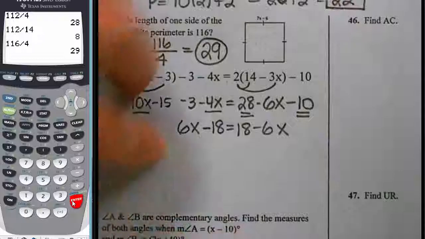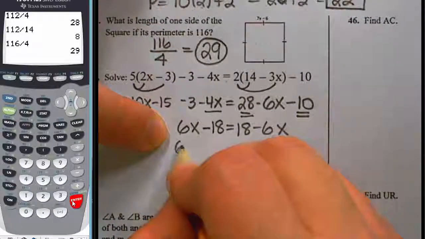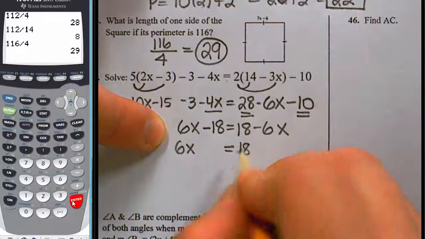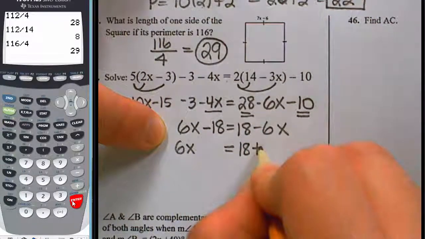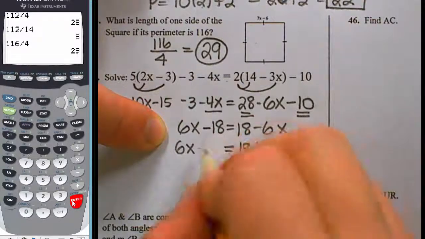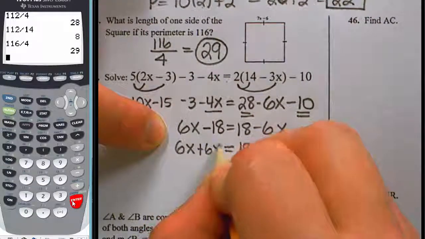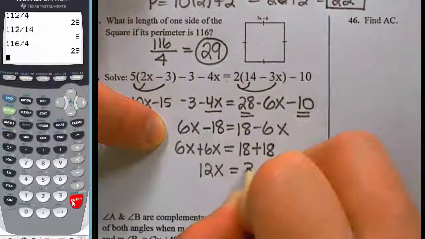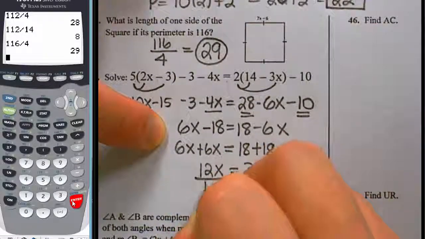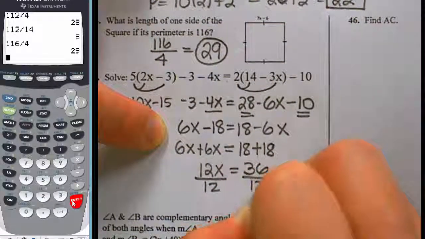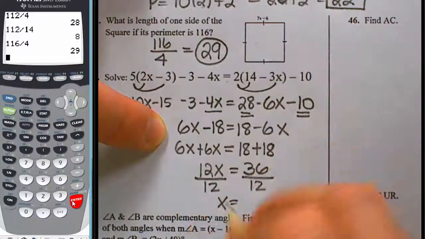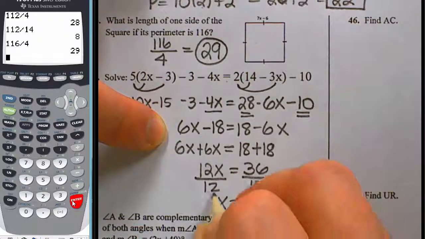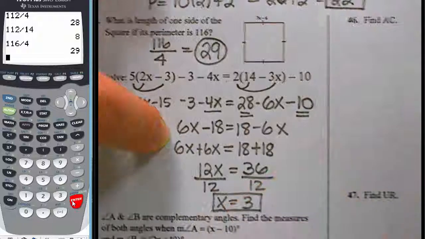Now let's move the numbers. The 6x is going to stay, but the 18 has to go to the other side, so it becomes positive 18. This 18 has to stay there, so let's bring it down. And this negative 6x has to move, so it'll be positive 6x. 6 plus 6 is 12x. 18 plus 18 is 36. We divide both sides by 12. x equals 36 divided by 12, which is 3. And that's our answer.